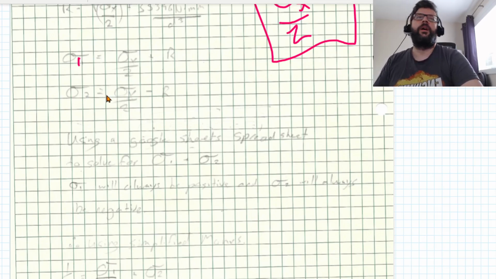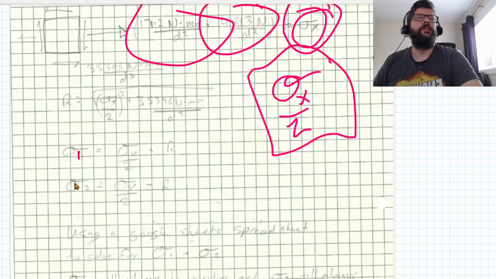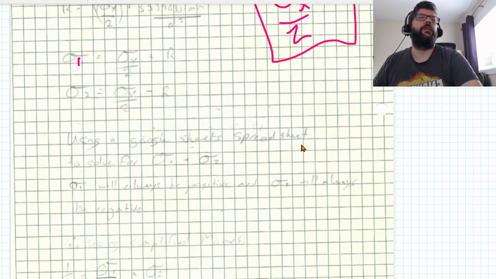And then obviously that's a bit of a complicated calculation when we're trying to solve for d, but it's ideally suited for a spreadsheet. So basically I went ahead and took a Google Sheets spreadsheet to solve for what our sigma 1 and sigma 2 is in terms of d, with d as an input. In this instance, we know that sigma 1 is always going to be positive and sigma 2 is always going to be negative.